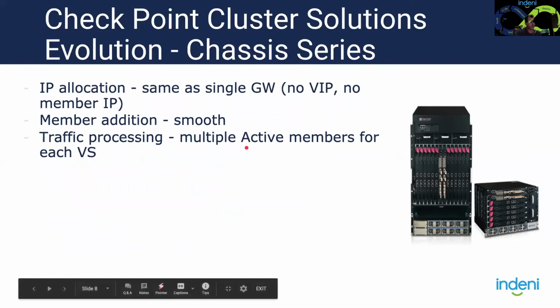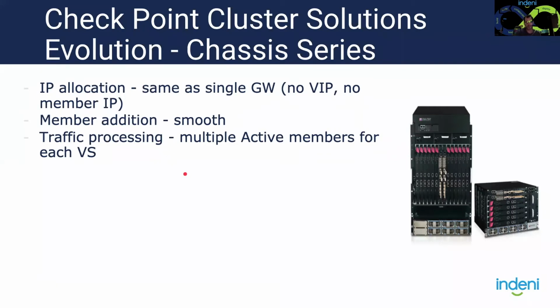IP allocation is very, very easy, the simplest that it can be, similar to a single gateway. In a single gateway, you don't have a VIP because it's not a cluster. And from the point of view of the management, the chassis is not even a cluster. It's a single gateway. It's a single IP. It's very easy. No need to maintain failovers. It's very clear what's going on there.